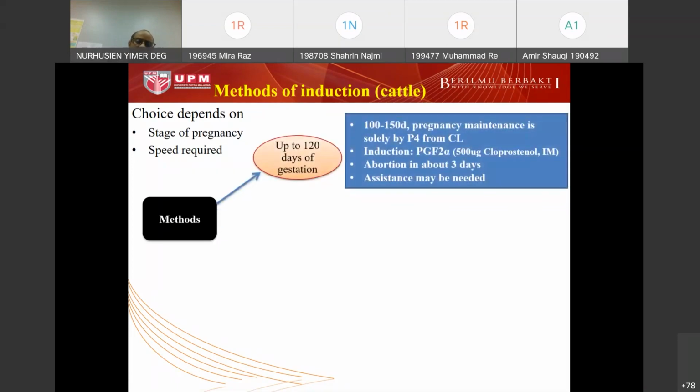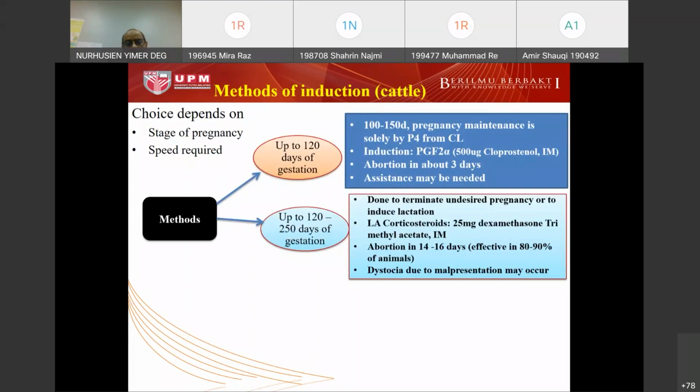So having this in mind, you can classify the pregnancy period into different stages, right? The first stage is until 120 to 150 days of pregnancy. That means during the first 5 months of pregnancy. During this period, the main source of progesterone that maintains pregnancy is the corpus luteum in cattle.